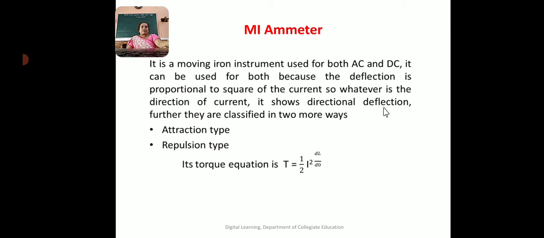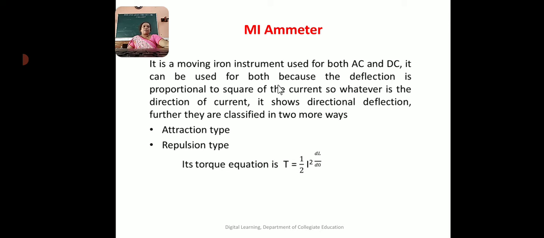The first one is the MI ammeter. It is a moving iron instrument. MI means moving iron ammeter. It is used for both AC as well as DC, that is, it is used to measure alternating current and direct current also. It can be used for both.